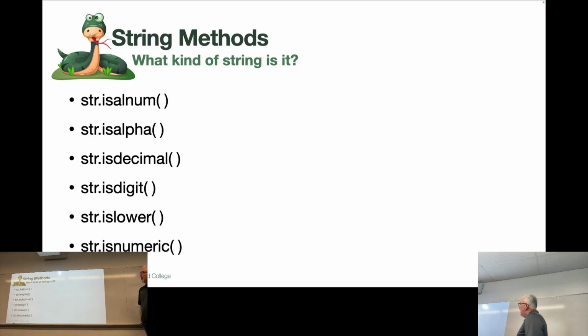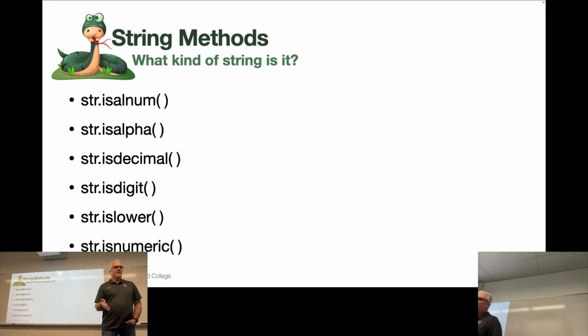So string methods are like a function. Remember, we talked about functions last time, in that a function always ends with parentheses. A method is like a function that belongs to a specific type of object. Okay, the specific type of object being, in this case, a string.